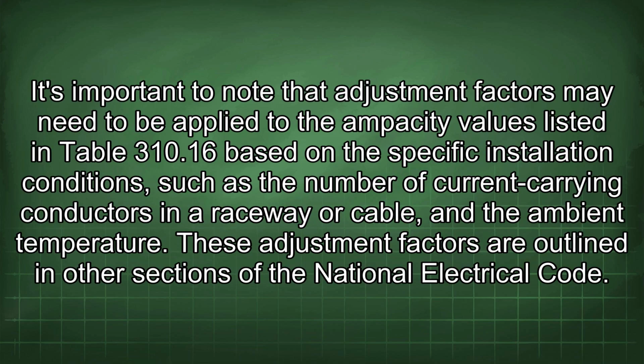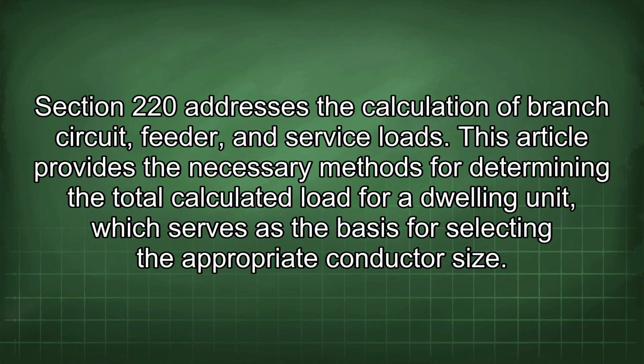It's important to note that adjustment factors may need to be applied to the ampacity values listed in Table 310.16 based on the specific installation conditions, such as the number of current carrying conductors in a raceway or cable, and the ambient temperature. These adjustment factors are outlined in other sections of the National Electrical Code. Section 220 addresses the calculation of branch circuit, feeder, and service loads. This article provides the necessary methods for determining the total calculated load for a dwelling unit, which serves as the basis for selecting the appropriate conductor size.